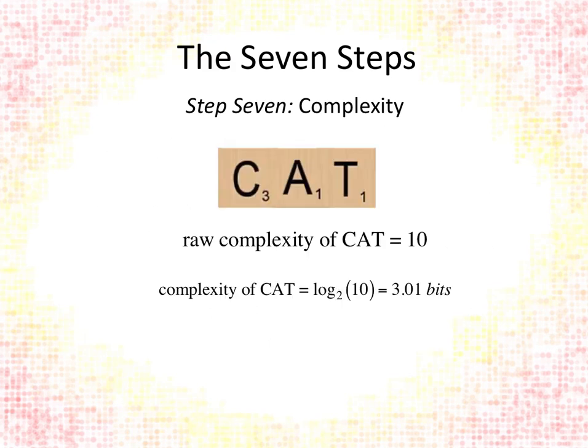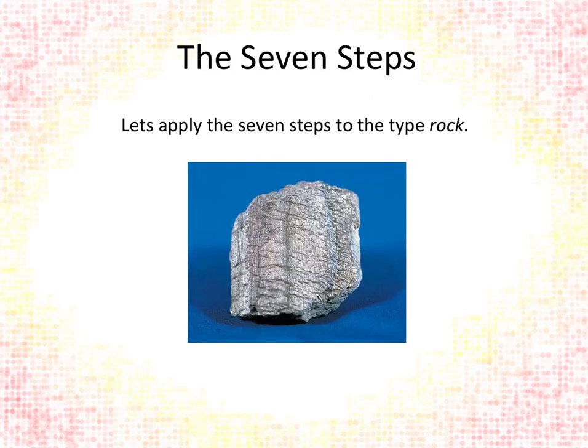Here we go. What is the complexity of cat? The raw complexity of the word cat is 10. If we take the logarithm base 2 of 10, we get 3.01 bits, and that's the complexity of the word cat. Let's continue with a couple more examples. Let's apply the 7 steps to the type rock.